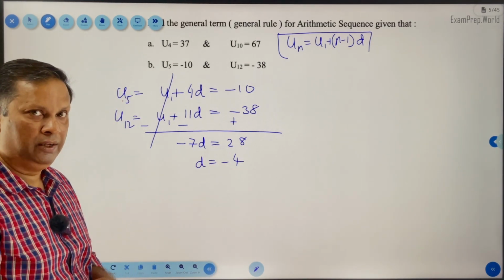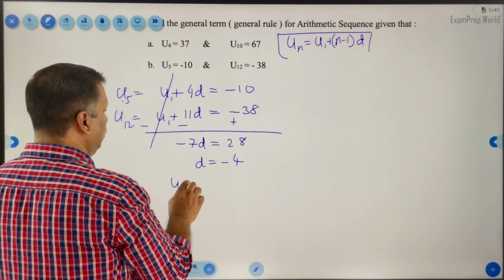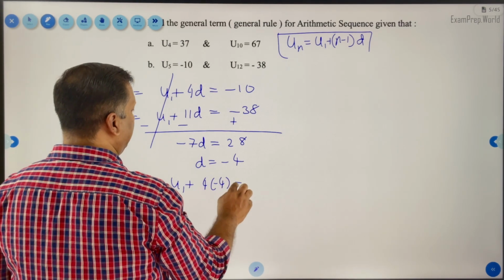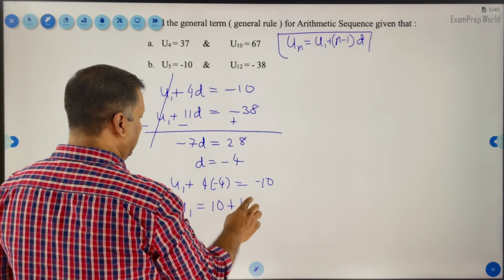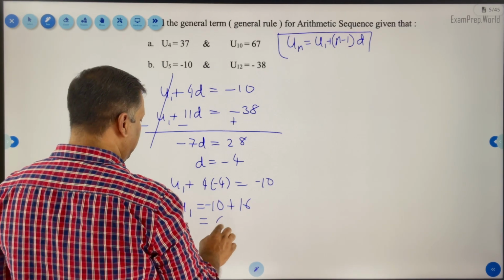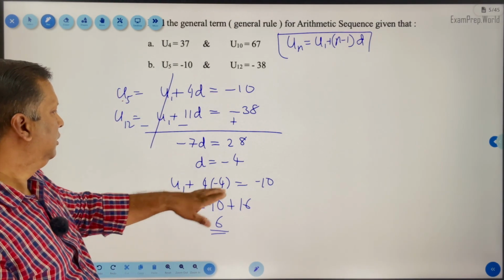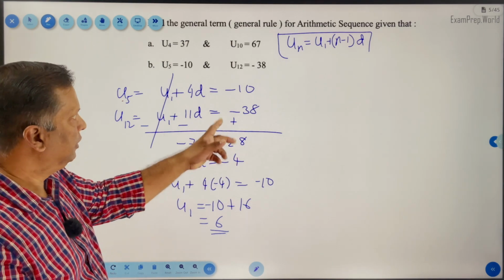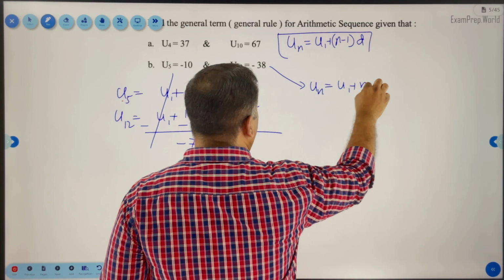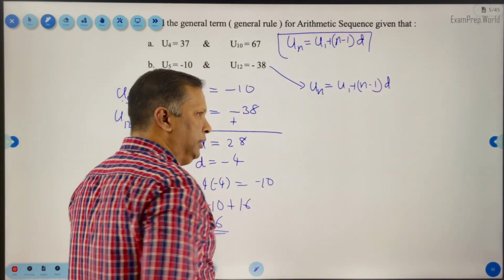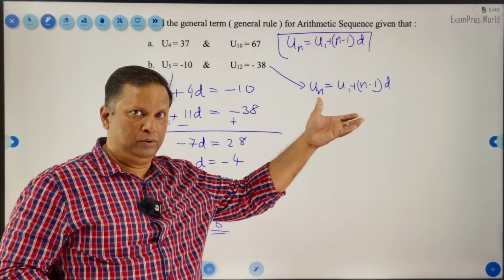Once you get the value of d, you input it in the smaller equation, you can do it fast. So u1 plus 4 times negative 4 equals negative 10. Therefore, u1 equals 10, negative 16 will become plus 16 and this minus 10 here. So it is 6. Now, u1 is 6 and d is negative 4. So we will input in our general formula. Here, un will be u1 plus n minus 1 times d. Write this formula as many times as you can in your practice sessions. This should be embedded in the mind.